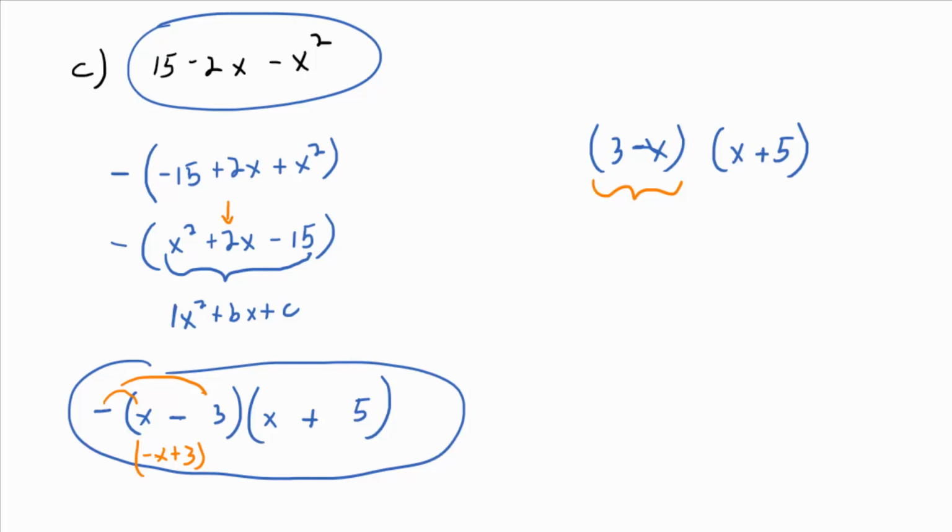So be aware that you can do little things like distribute a negative, commutative law of addition, switch the addition around, and it'll look a little different. You might think you have the wrong answer when you don't. Okay? So either answer is acceptable.